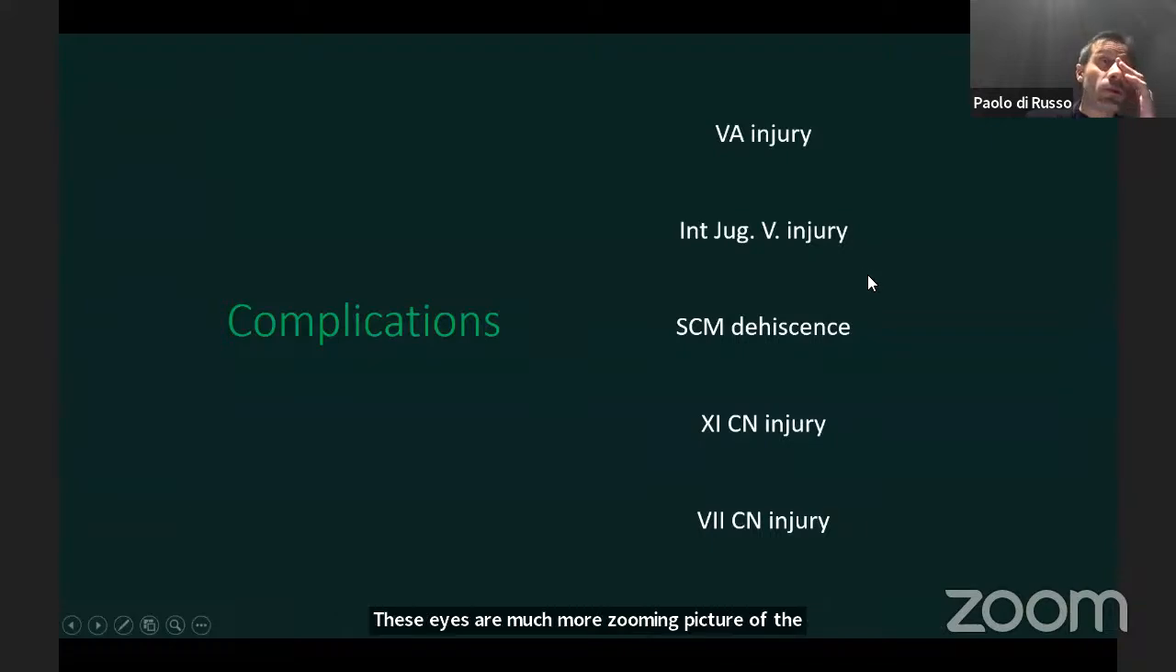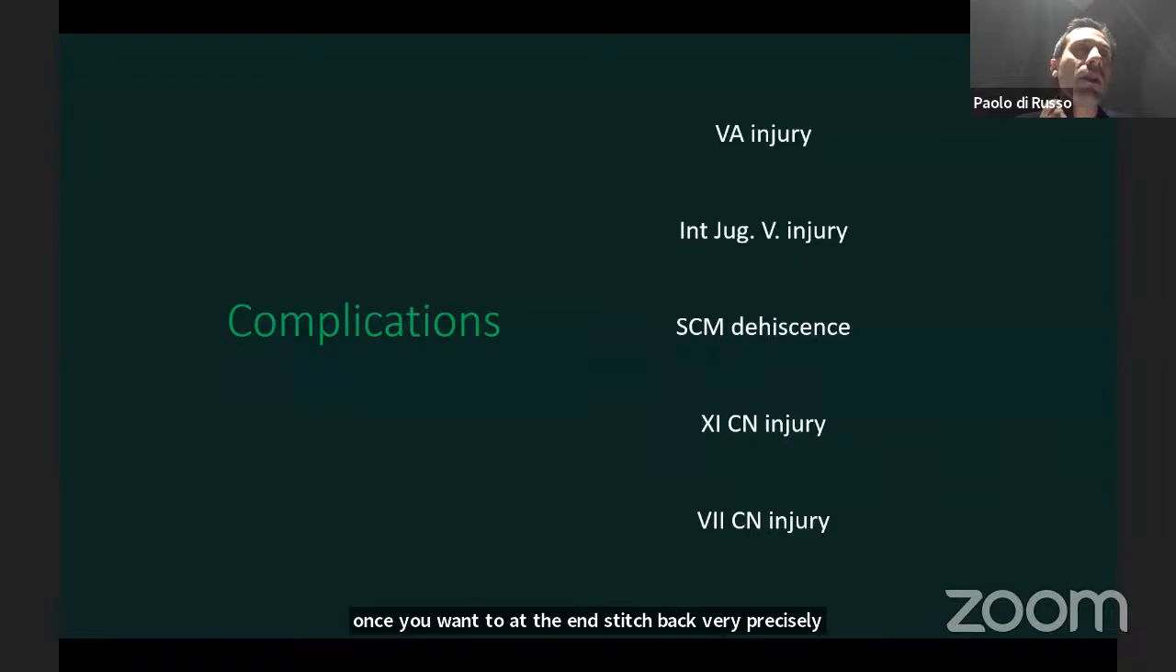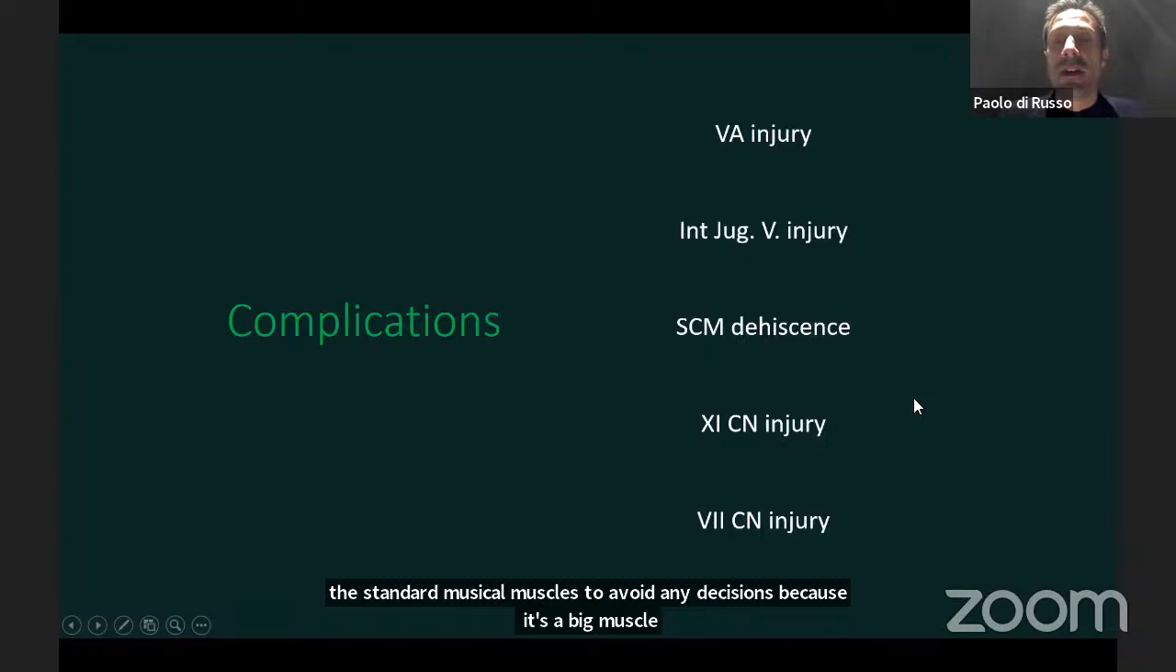So just to conclude, the complications: you can have a vertebral artery injury because of tumor involvement. So it's important to study before whether it is a dominant or non-dominant vertebral artery. You can have some problems with the internal jugular vein, but it's really rare if you use the Buckey pants. You want at the end to stitch back very precisely the sternocleidomastoid muscles to avoid any dehiscence, because with a big muscle on a skinny neck, a dehiscence can be really evident.